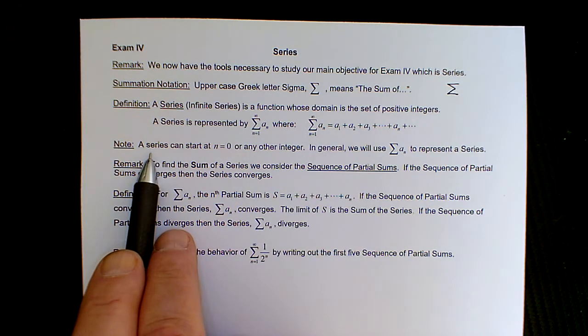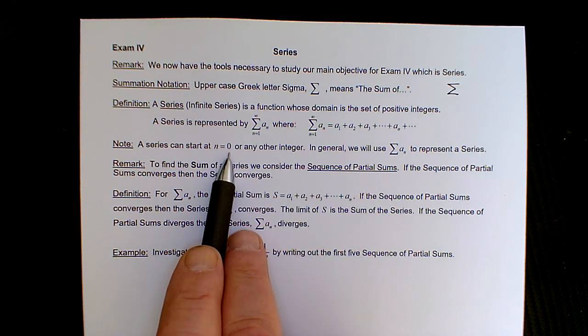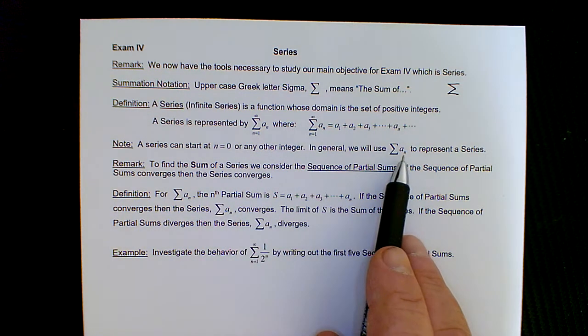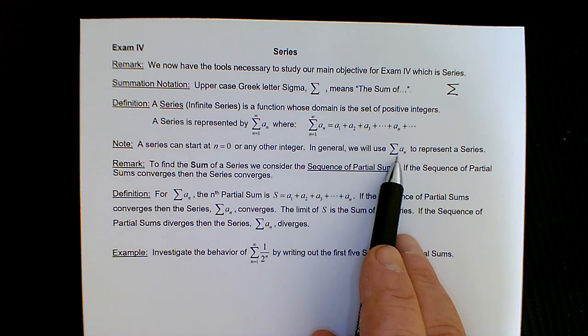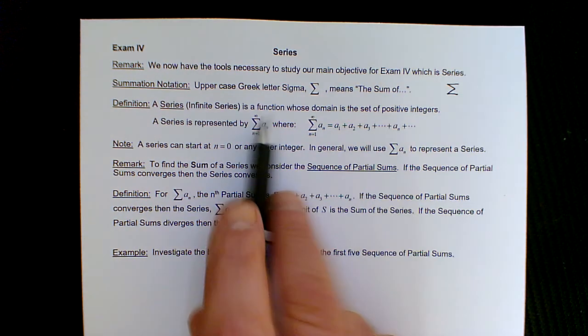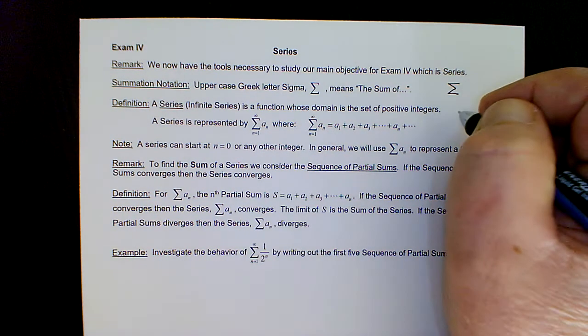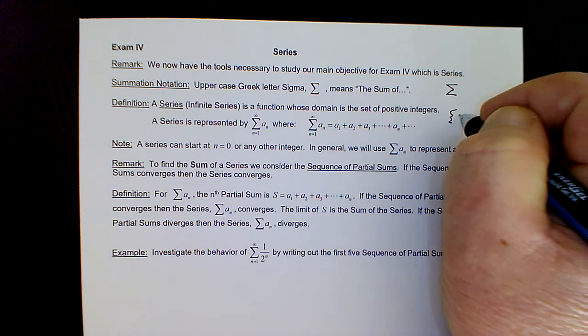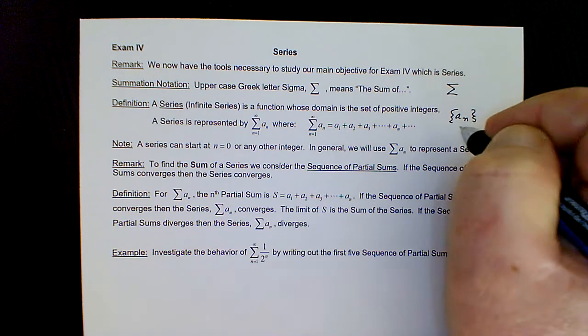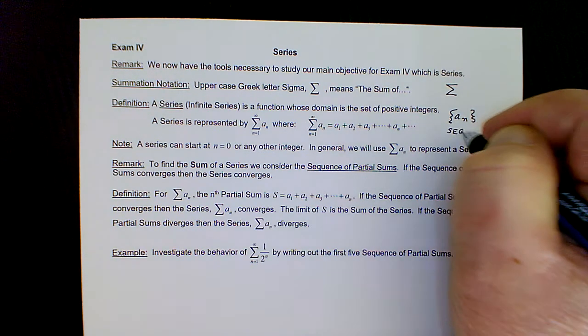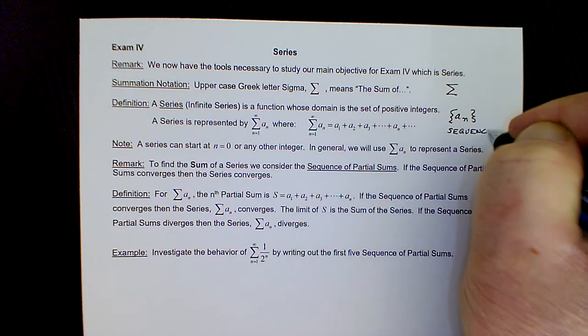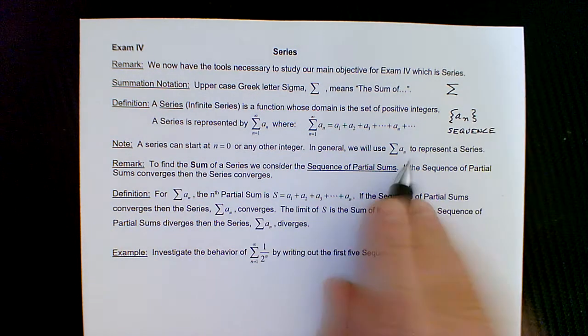One thing to note is that we can start at 0 or any other integer, and if we're talking about a series in general with regards to some of our theorems, we'll just use the sum entity. So just remember the distinction. When we put a sub n in braces, that's a sequence. And when we have the sum of the a sub n, that's what we're going to use to represent a series.